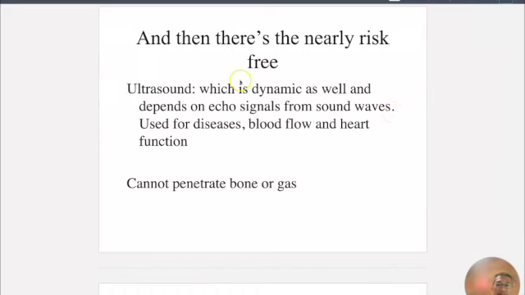And ultrasound uses sound waves, like an echo, like the echolocation of a bat. They send the sound in and it bounces back. So ultrasound sends a sound wave in, it bounces back, and it reads that. So these are pretty much risk-free.